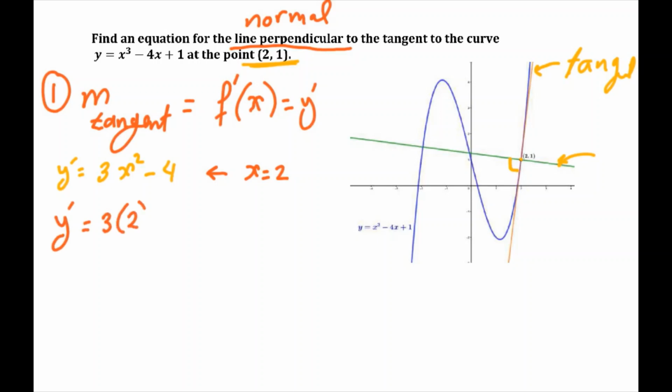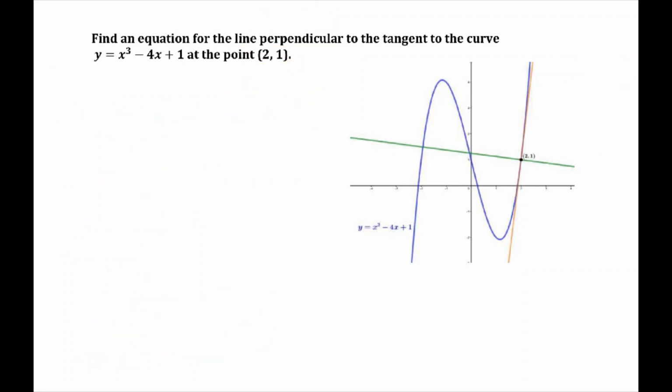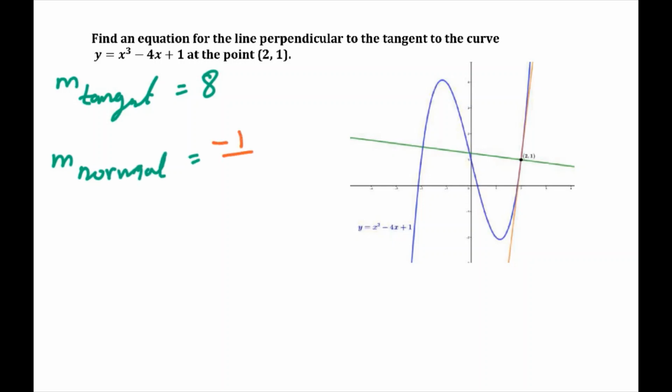3 times 2 squared minus 4, which is equal to 3 times 4, 12 minus 4 is 8. So that's the slope of the tangent equal 8. Okay? Now, since we know the slope of the tangent, that's the slope of the tangent equal 8. Now the slope of the normal will be the negative reciprocal, which is negative 1/8.